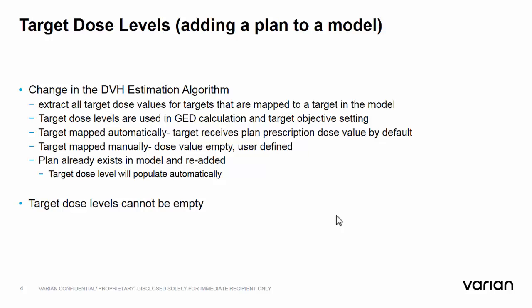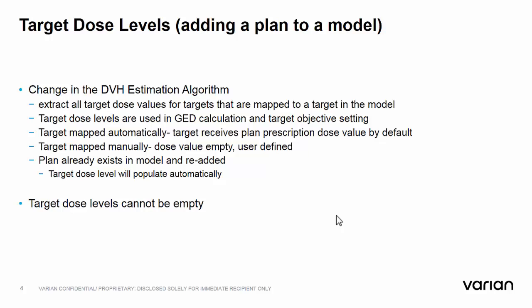When a plan is added to the model and data is extracted, the DVH estimation algorithm was modified in version 15.5 to extract the target dose values for all the structures of a plan that are mapped to a target in the RapidPlan model. When adding a new plan to a model, the plan target structure gets the plan prescription dose as the default target dose value, but only if the plan target is automatically mapped to a target in the model. All other target dose values are initially empty.